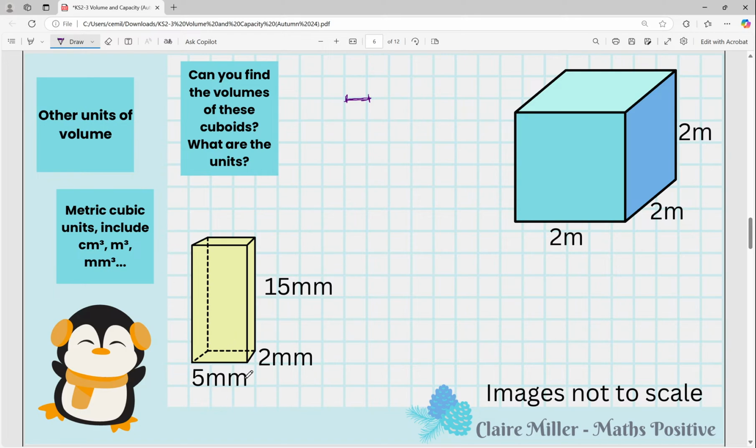A cuboid that was 5 millimeters by 2 millimeters by 15 millimeters would be a lot smaller than this one looks. It would look super tiny.